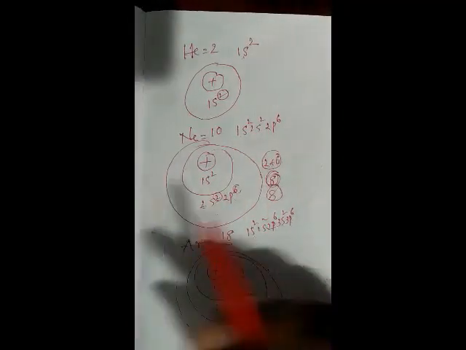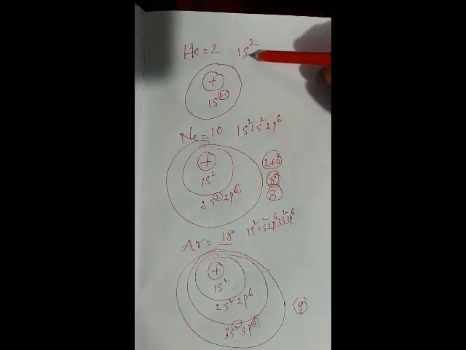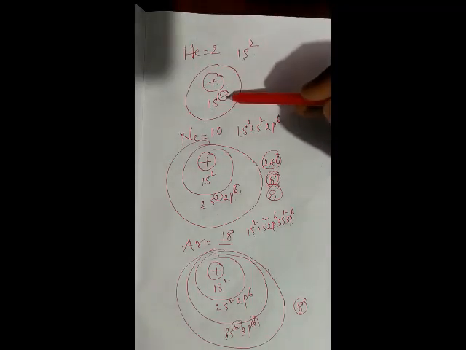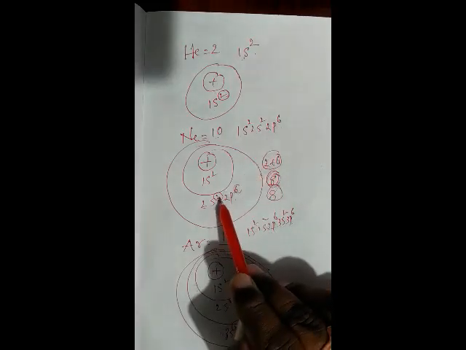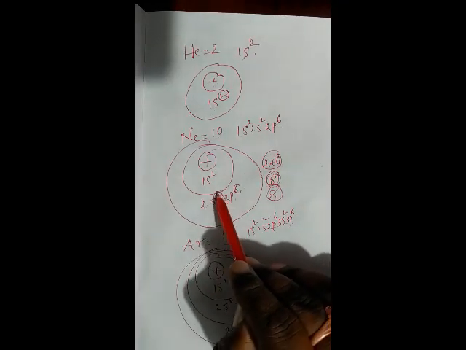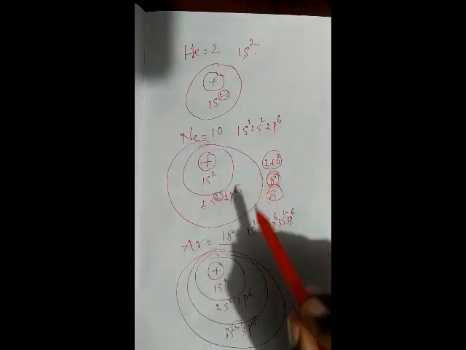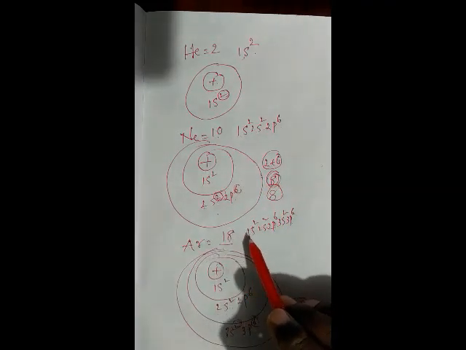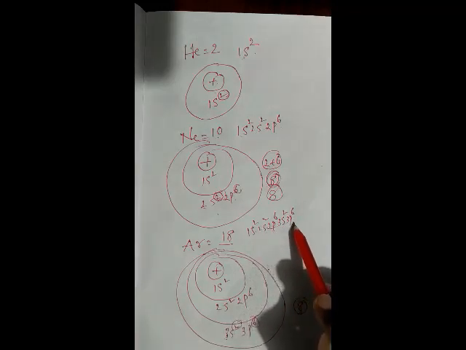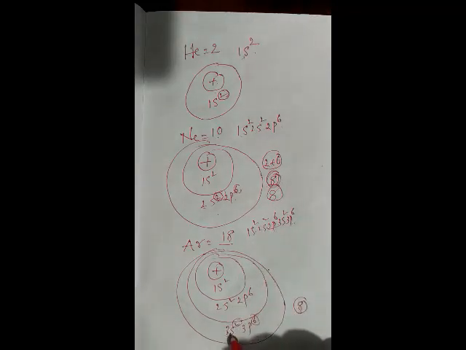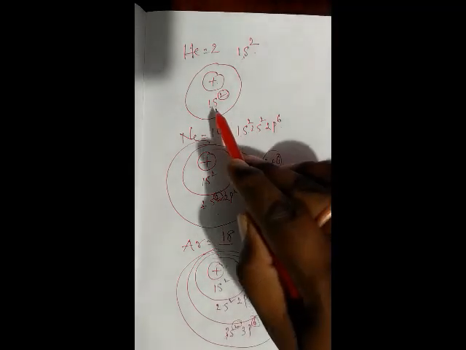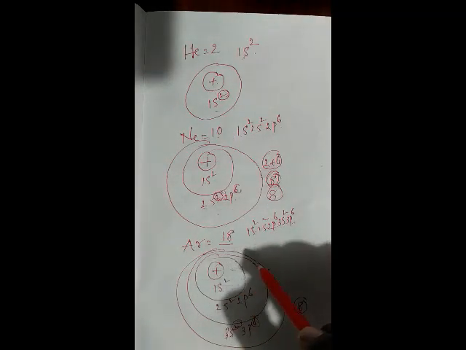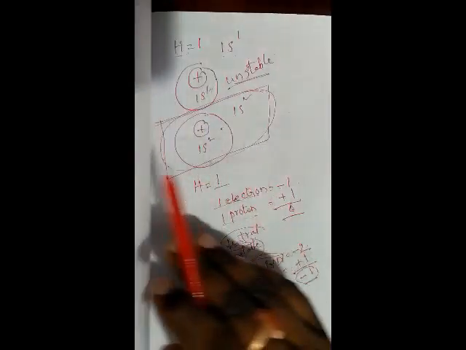So see here, first helium. Helium atomic number 2, configuration 1s2. Neon atomic number 10, 1s2, 2s2, 2p6. In the outermost orbit, the second orbit, 2 plus 6, total 8 electrons are present. Argon atomic number 18, electronic configuration 1s2, 2s2, 2p6, 3s2, 3p6. The outermost orbit is the third orbit, where 2 plus 6, 8 electrons are present. So helium, neon and argon are stable, inert and noble gases.